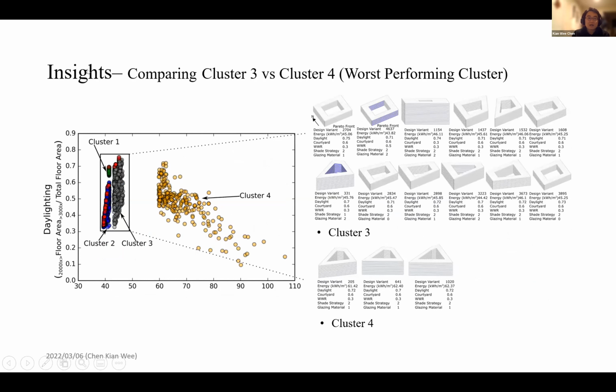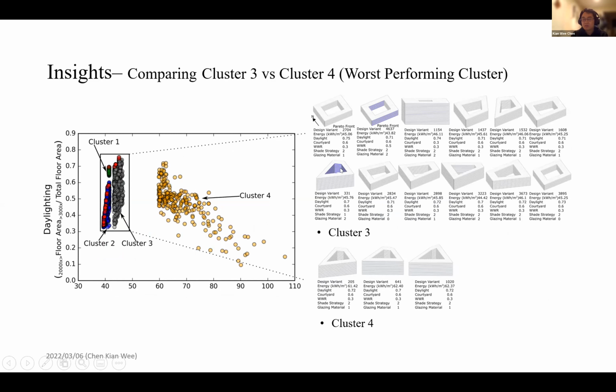Then if we look at the other clusters, cluster 3 and cluster 4. Cluster 4 is the worst. These are the designs using air conditioning instead of radiant cooling. And cluster 3 is doing quite okay. It's not as well performing as cluster 1 and cluster 2.